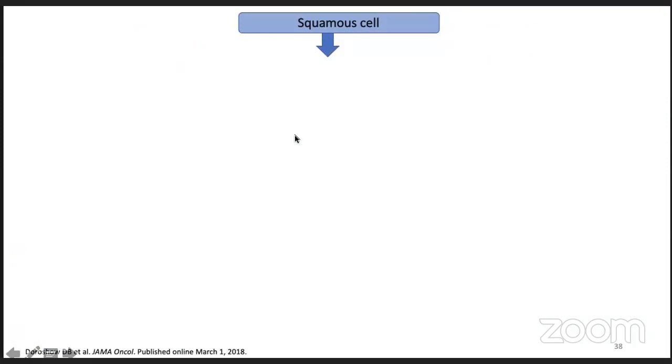Now we are moving to the squamous cells. Usually for squamous cells, there are no mutations. If we have squamous histology, then we are not testing for mutations unless there is mixed histology, or the patient is a never smoker, or there was a small biopsy. So for squamous, we are measuring PD-L1 expression.